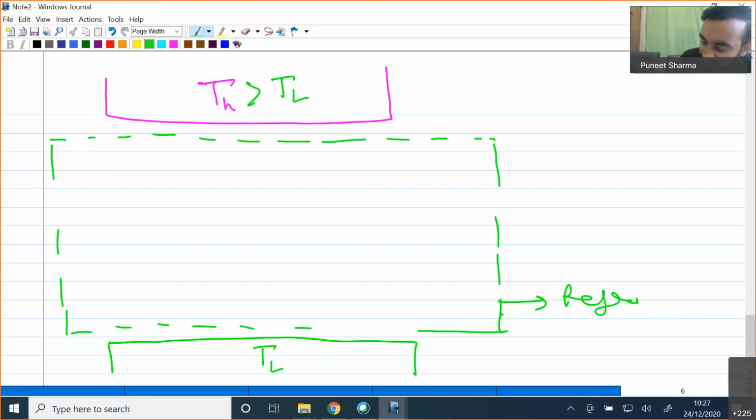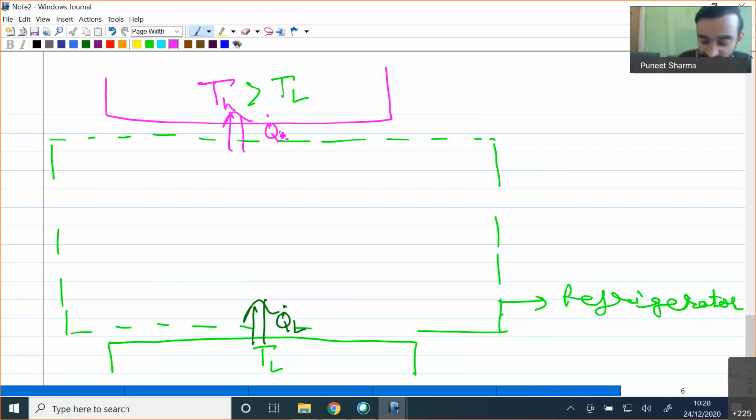Here I have some device which I am calling a refrigerator. In this refrigerator, I will have some components, and these components will be arranged in such a fashion that they transfer heat from the low temperature TL. So I will have QL dot heat addition from this reservoir, and it will be rejecting some QH dot amount of heat to the high temperature thermal reservoir.